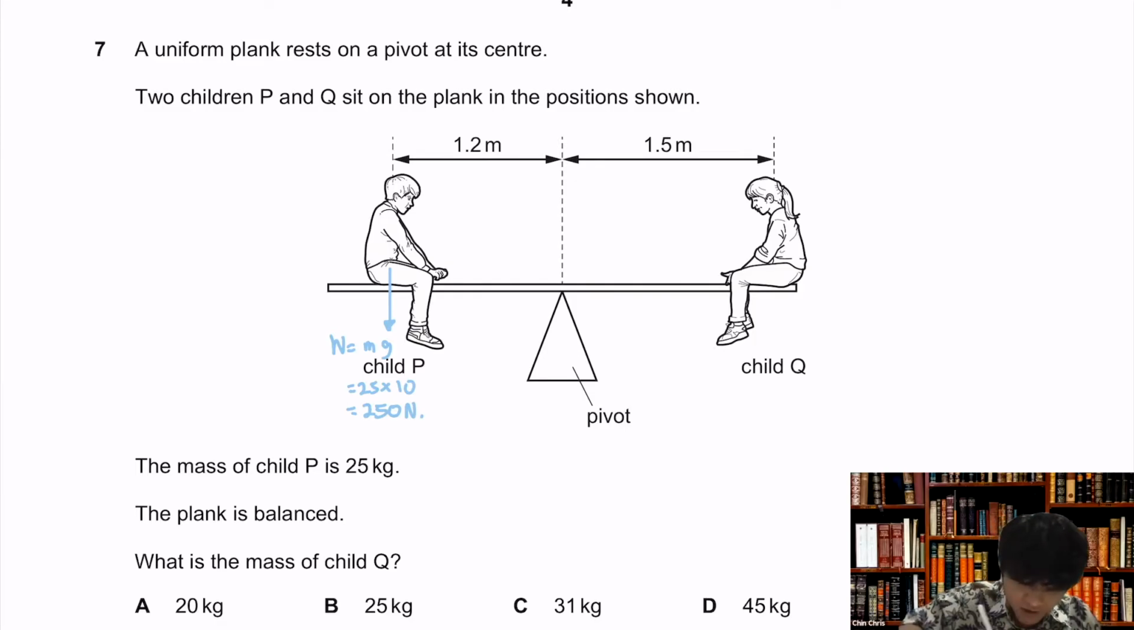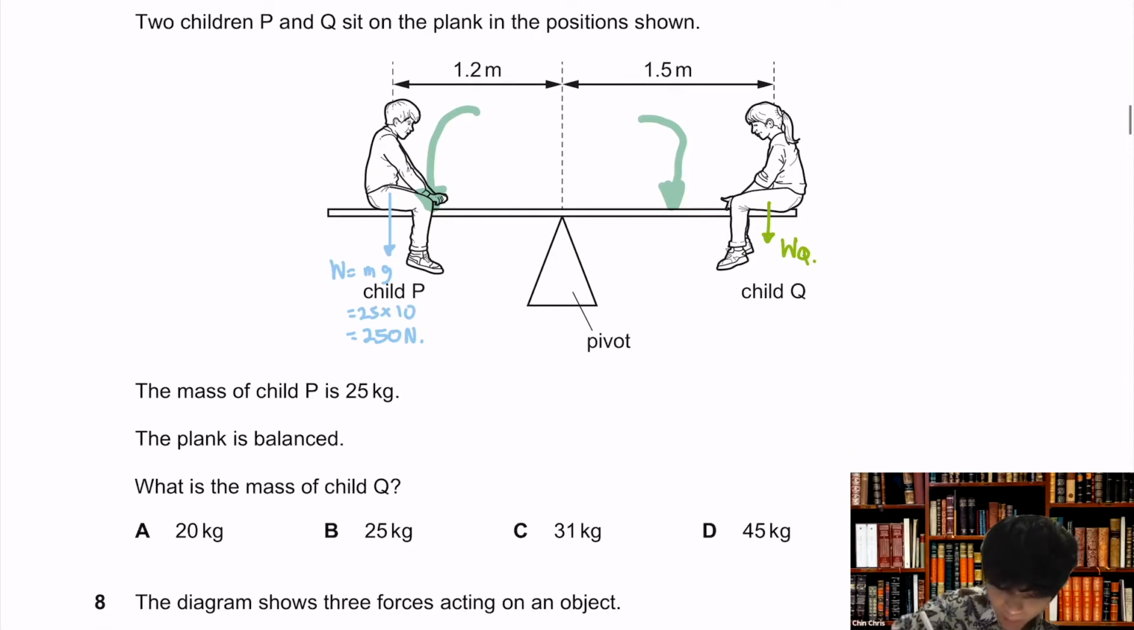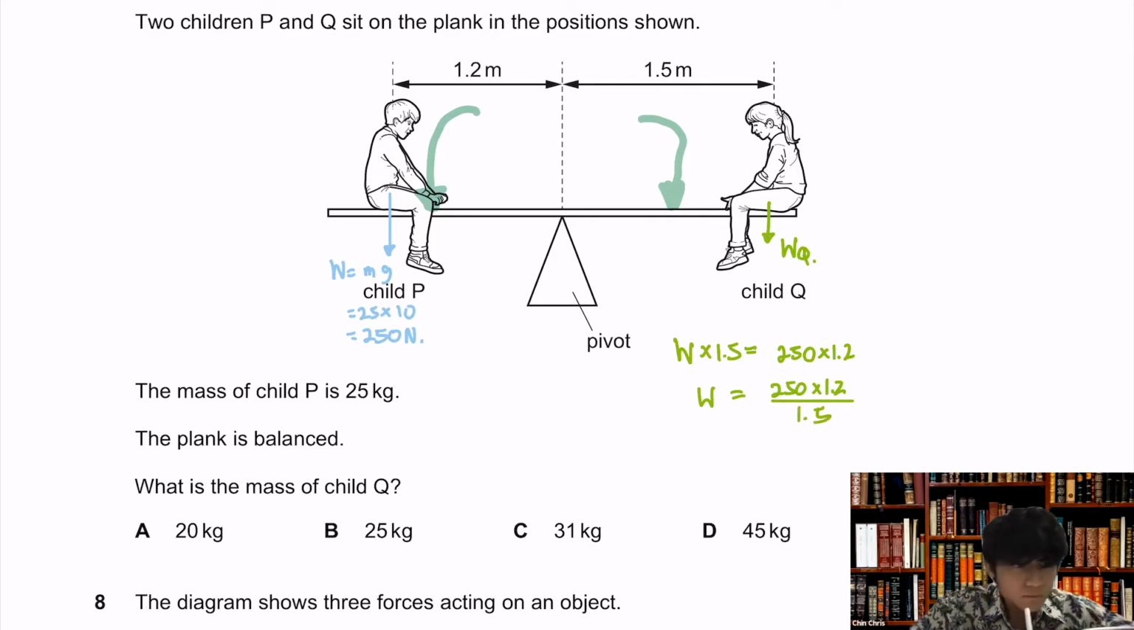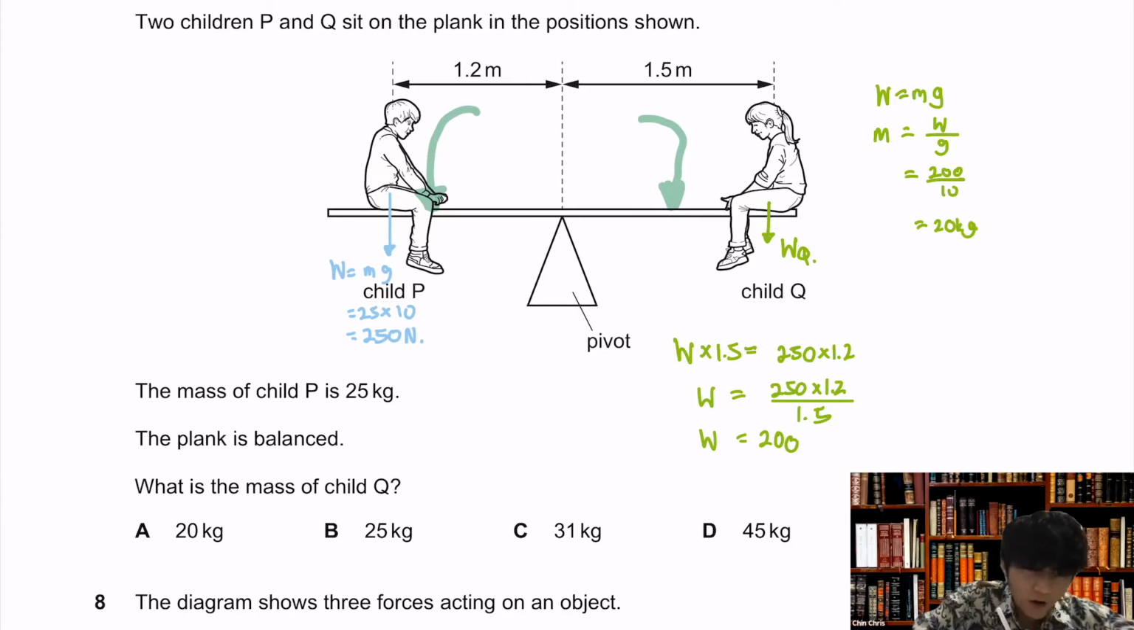And what is the mass of Q? Look at this part. Your clockwise moment must be equal to your anticlockwise moment. I'm not sure about the weight of Q, so I just take it as WQ. So W multiplied by 1.5 is equal to 250 multiplied by 1.2. So W equals 250 multiplied by 1.2 divided by 1.5, and I'm getting 200 here. You know that W is equal to mg, so m is equal to weight divided by gravity. So 200 divided by 10, 20 kg. Done. So far so good.